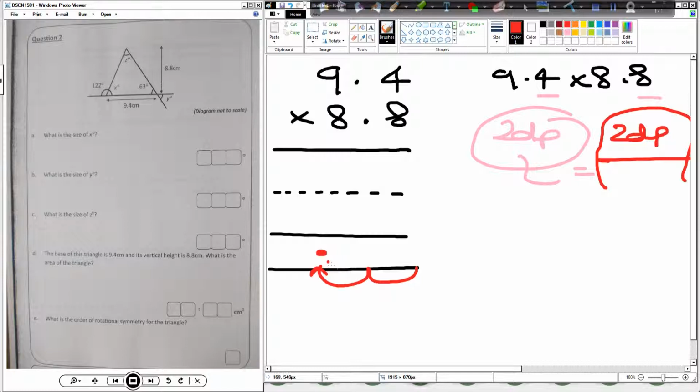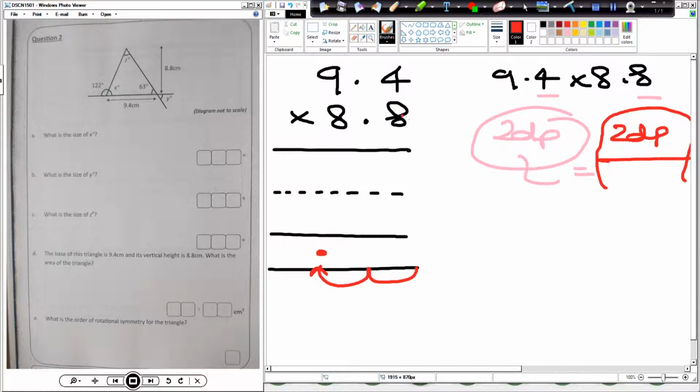Huzaifa, did you get this question right? 9.4 times by 8.8 divided by 2. Got it right? No, this is the question part D. Question 2D, what's the answer? Quite everybody else. 41.3. Right, here we go.